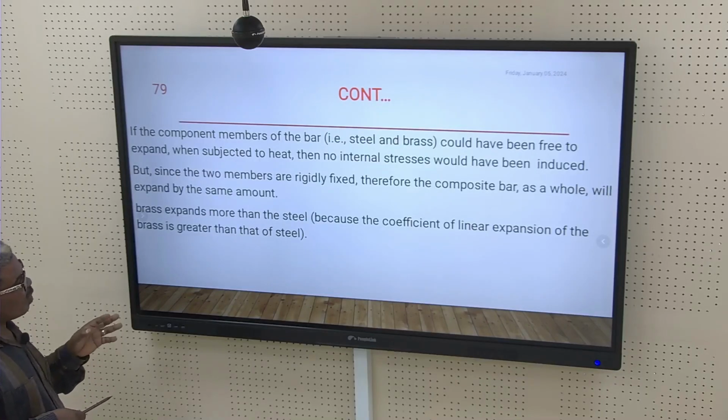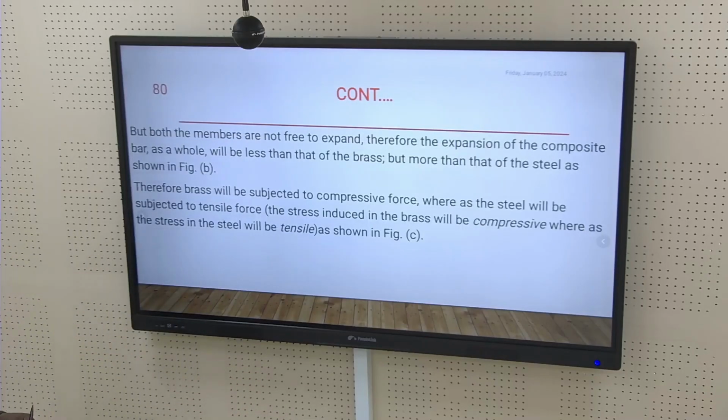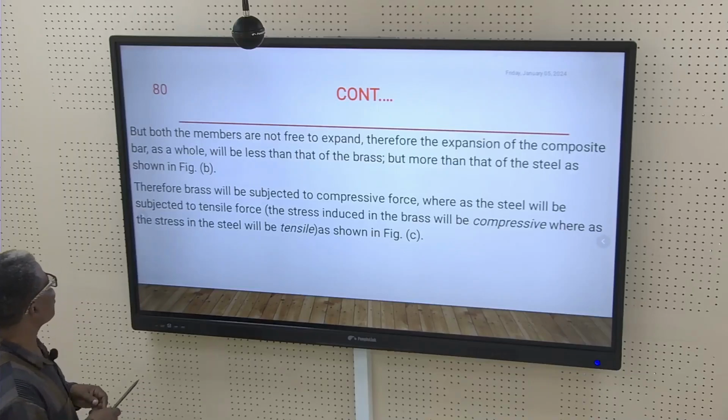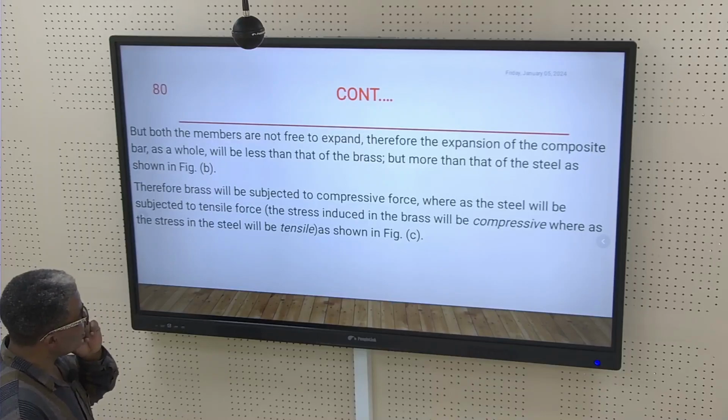Brass expands more than steel according to its atomic structure, because the coefficient of linear expansion of brass is greater than that of steel. However, both members are not free to expand. Therefore, the expansion of the composite bar as a whole will be less than that of brass, but more than that of steel, as shown in figure B. One expands more than the other, but they will meet in between, because one will have to pull the other, which is expanding slowly. Therefore, brass, the one that expands more, will be subjected to compressive force, because there is one delaying its expansion, whereas the steel will be subjected to tensile force.